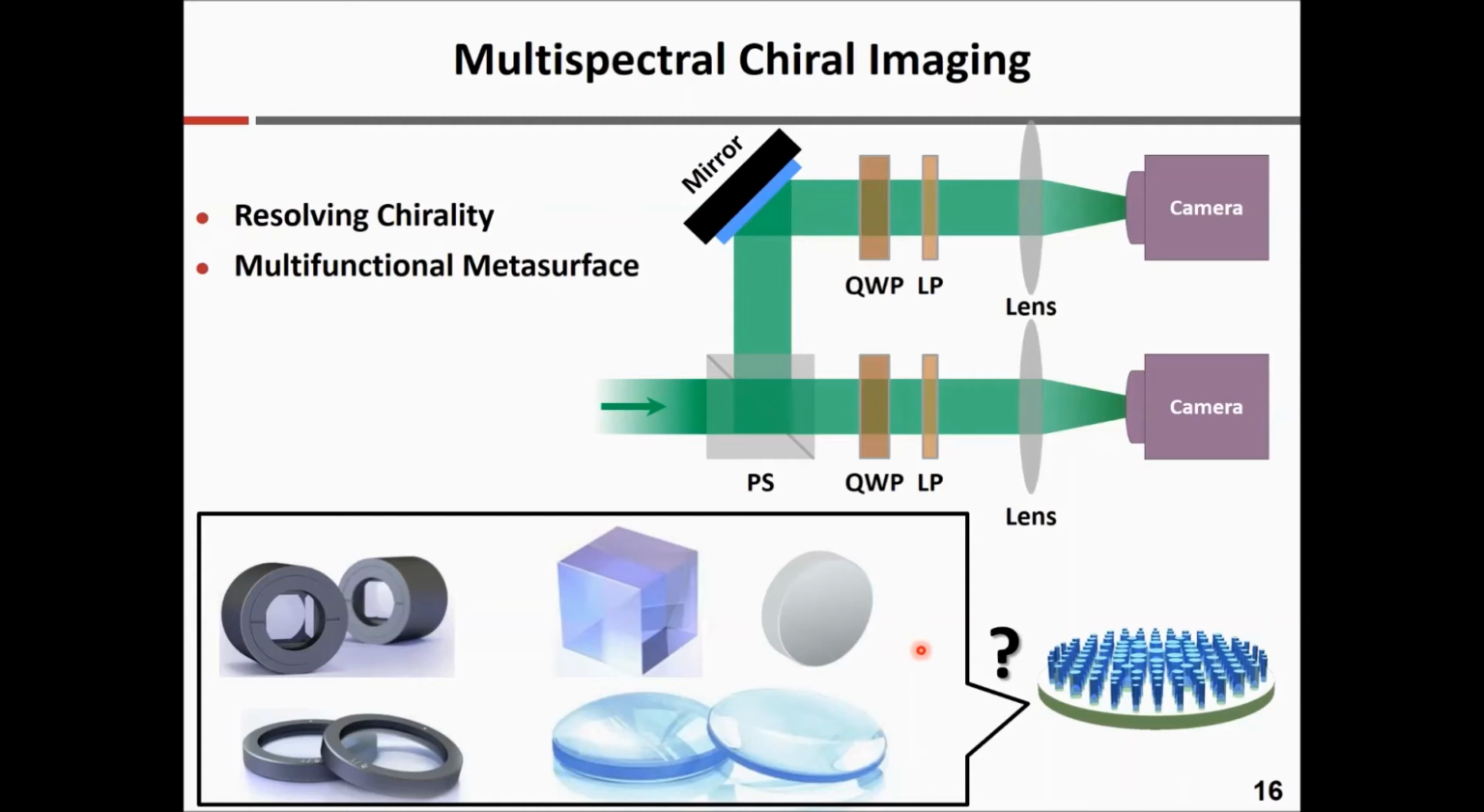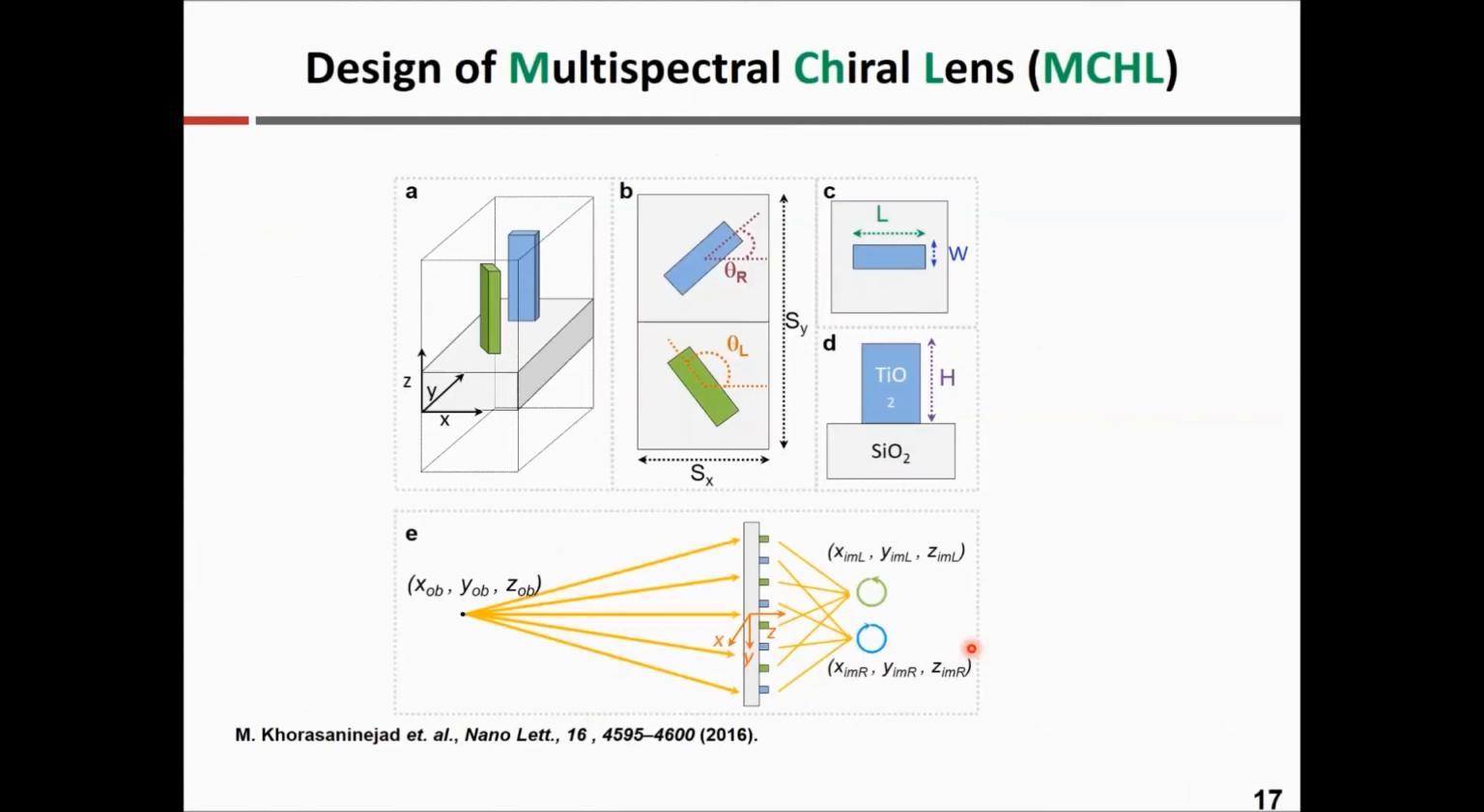Let's first start. If we want to resolve circular polarization of the light using off-the-shelf optical components, what do we need? If the light comes and we want to make polarization-resolved imaging, chiral imaging, we need a beam splitter, quarter wave plate, and linear polarizer to remove one of the helicities of the light. We need two lenses to make an image on a camera. So immediately you can see we need 8 optical components. Now the question is whether we can replace this with one metasurface layer.